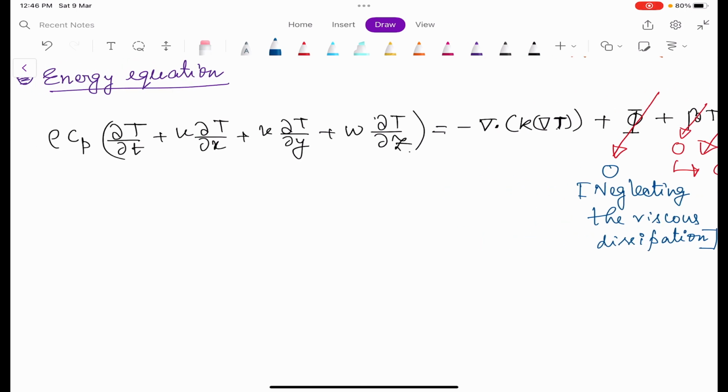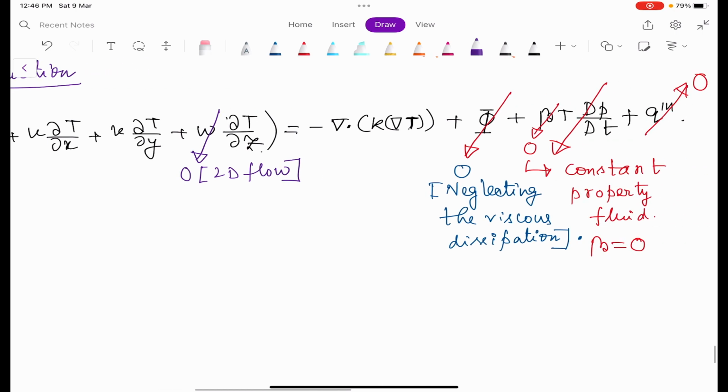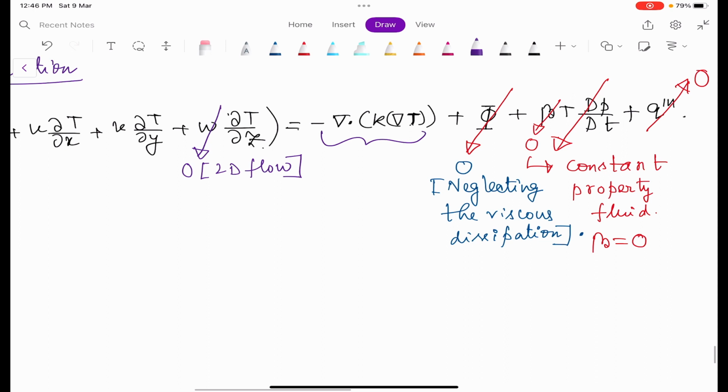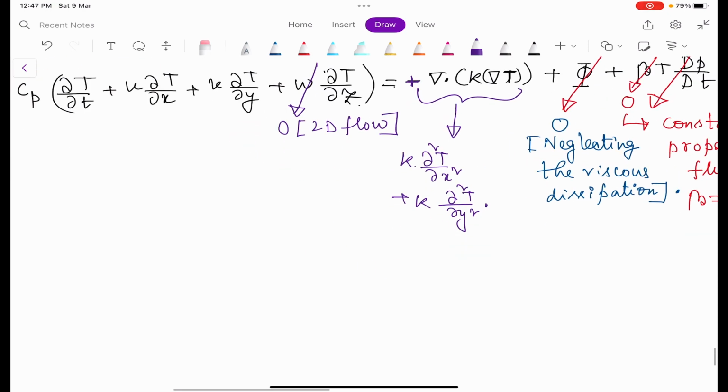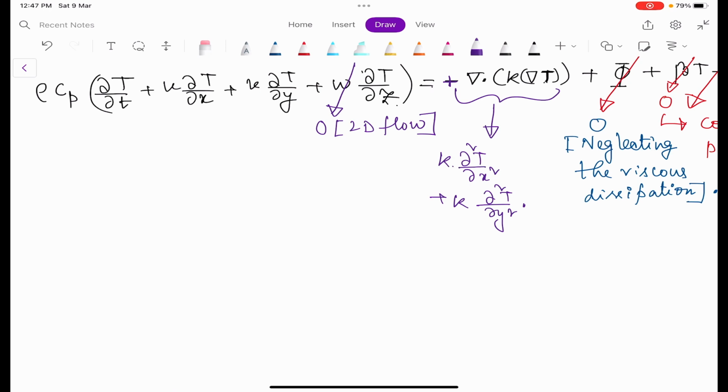Okay, so we are having the 2D flow, so no w. So here 2D flow, and so this term will boil down to what, for a constant k. Okay, so this will be k into del 2T del x square plus k into del 2T del y square. Now considering steady state, this is also 0.